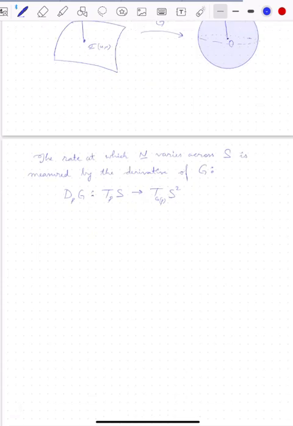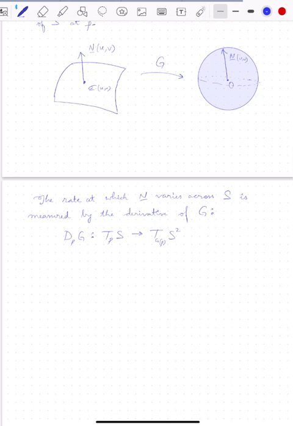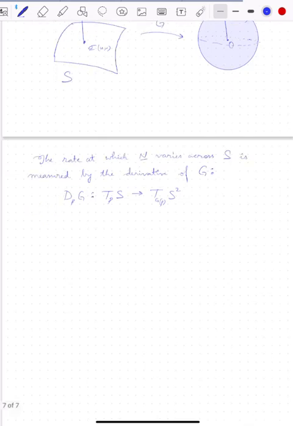So this is what it is. It maps from the derivative of G, the derivative of G, right, to a point, or it maps to a tangent plane to the normal corresponding to the point in S, right? So this is what it is.